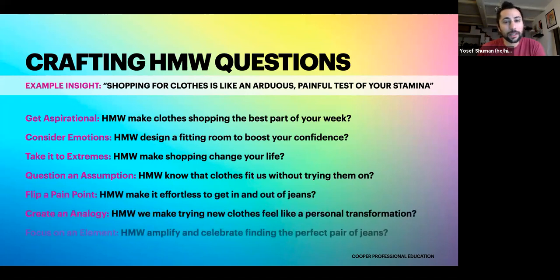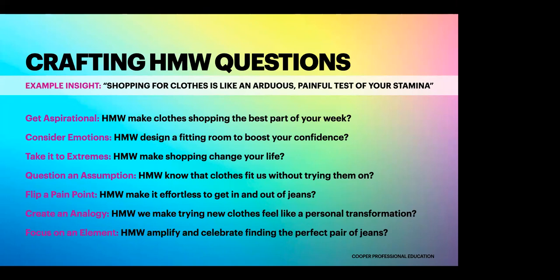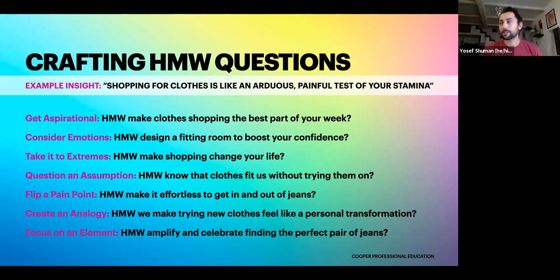HMW stands for how might we. So how might we is basically the way that you would start a question. You would say, like, how might we make clothes shopping better? And the reason we use how might we is because they're very open-ended, right? It invites many different possible answers. So how might we make clothes shopping the best part of your week?